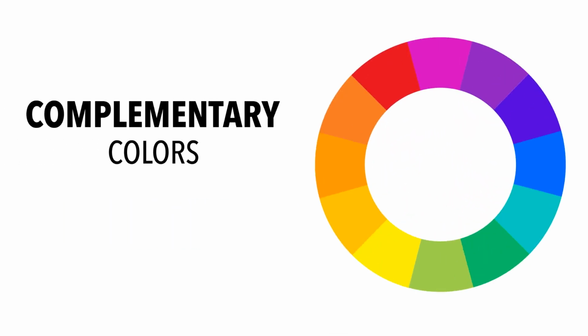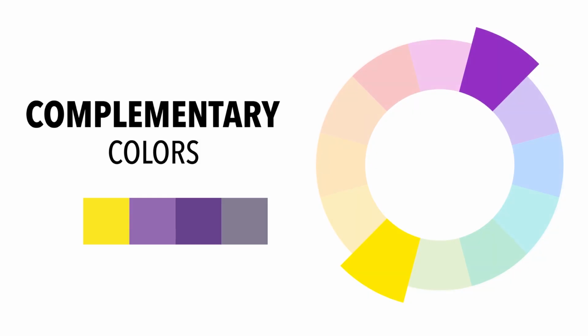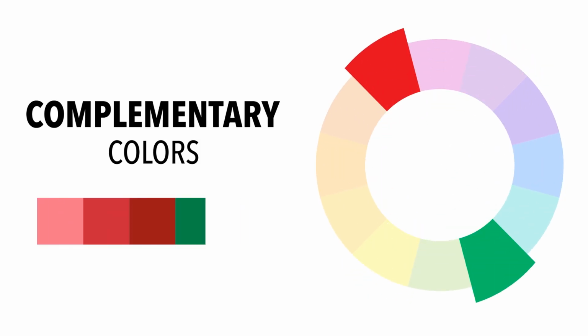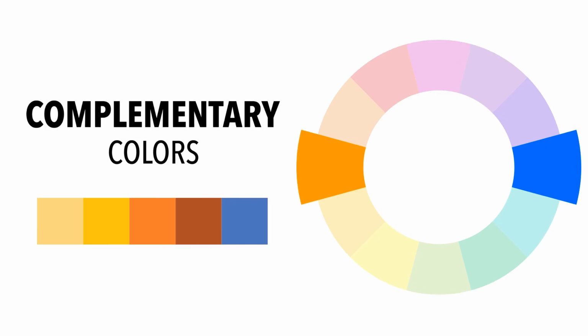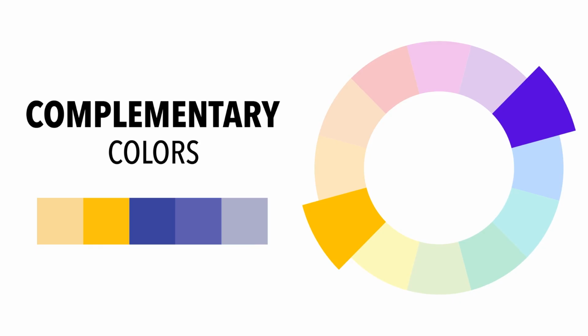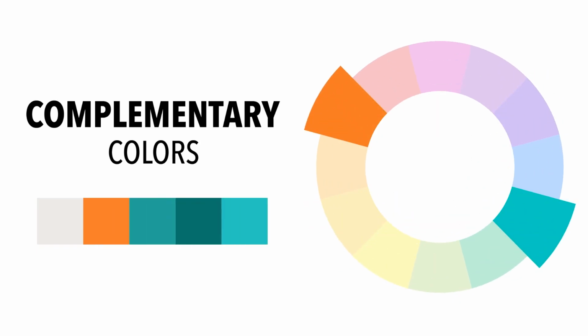Next, we have the complementary color scheme, which involves pairing 2 colors from opposite sides of the color wheel, such as red and green or blue and orange. This type of harmony creates a bold contrast, making it ideal for projects that need strong visual impact and dynamic energy. Complementary colors enhance each other when placed side by side, making them a popular choice for eye-catching designs.